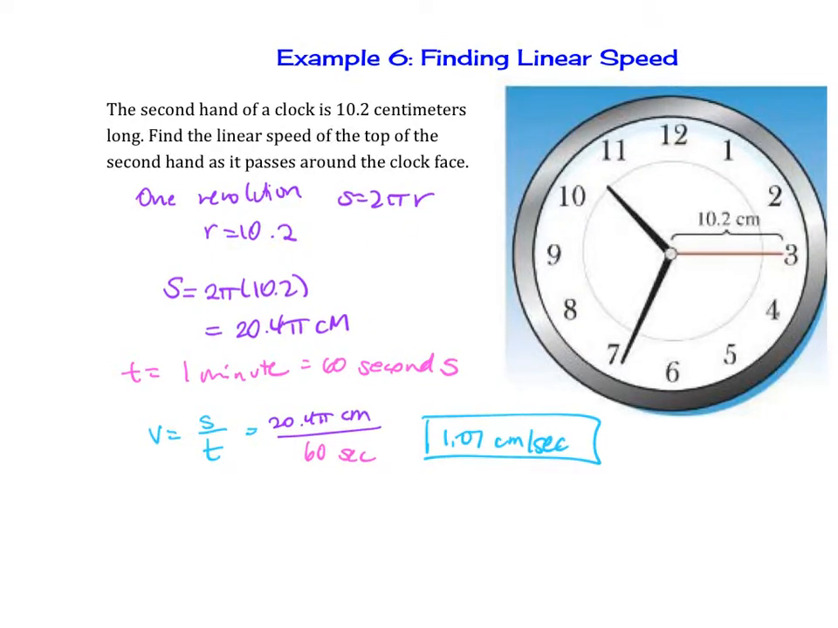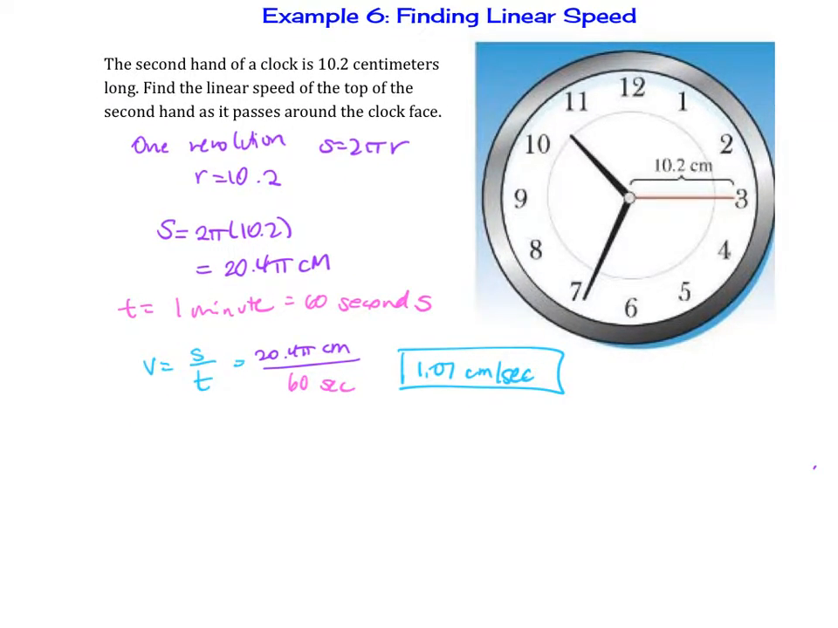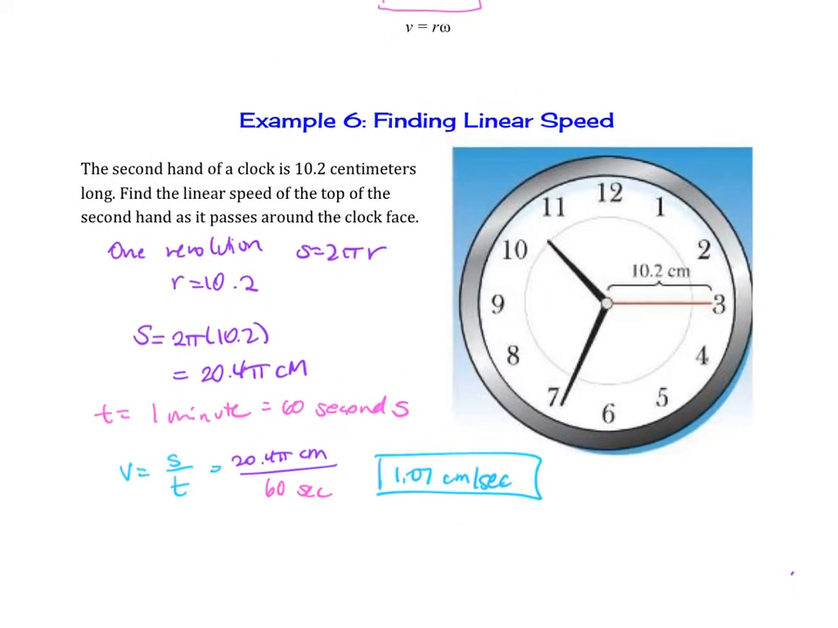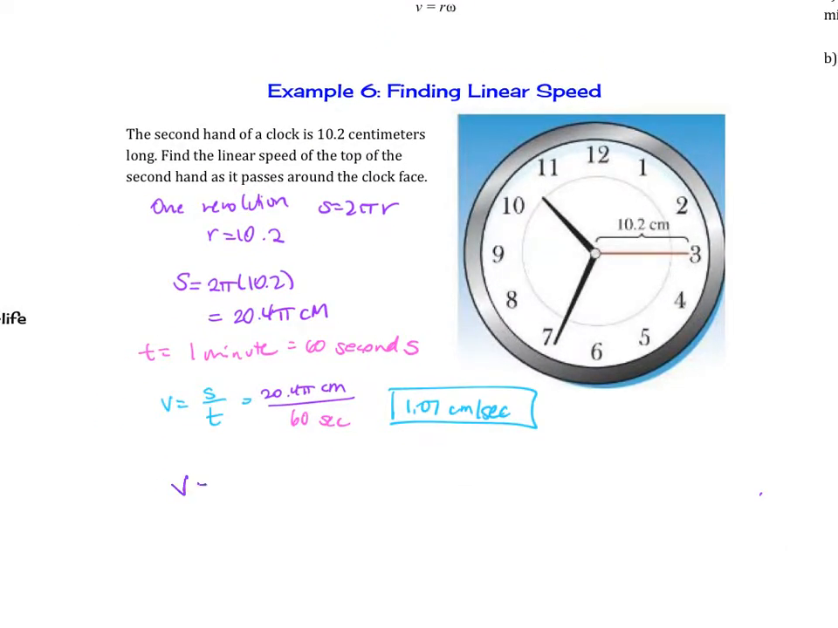So we just solved it in pieces. Another way we could have done it is like in the box that I had earlier. We can just say v equals r theta over time. The radius we know is 10.2. And then theta, we went around one full circle, so that is 2 pi over the time of 60 seconds. Then you would get the same answer.